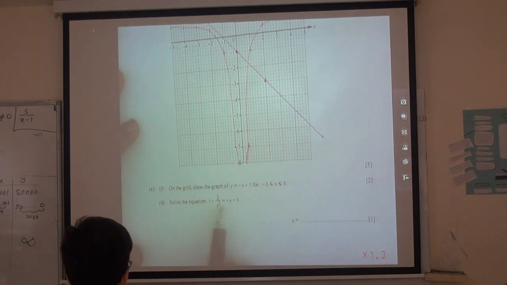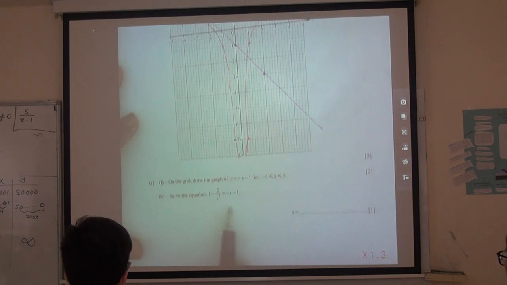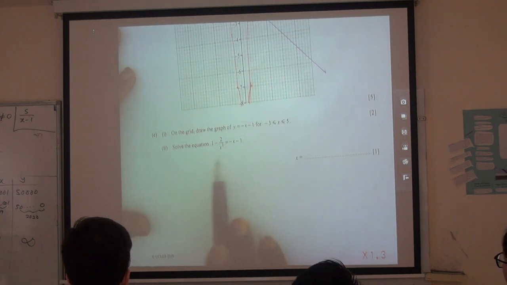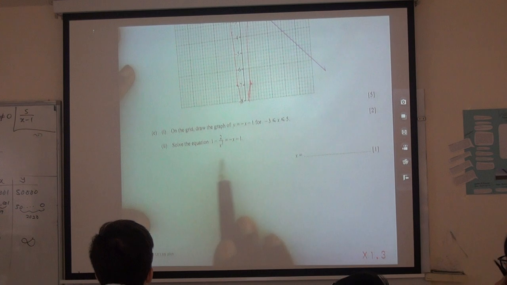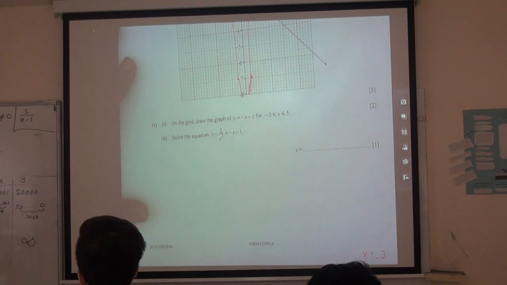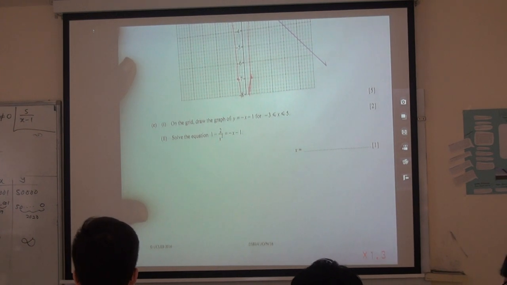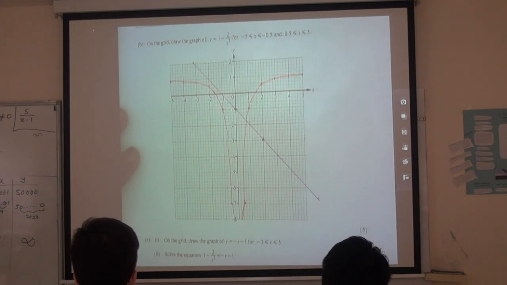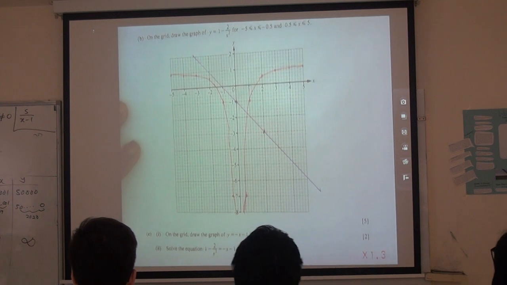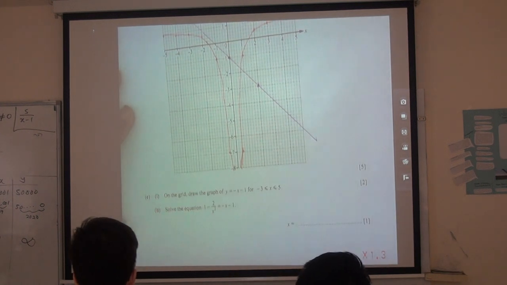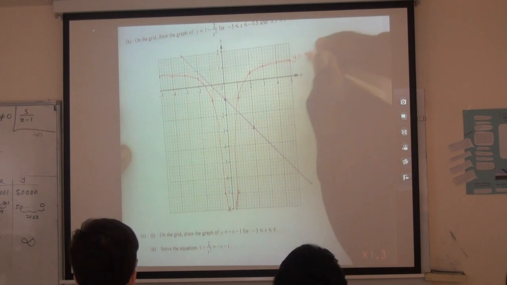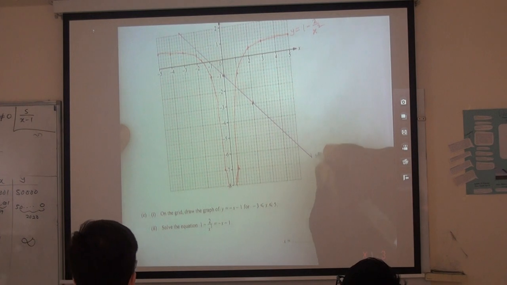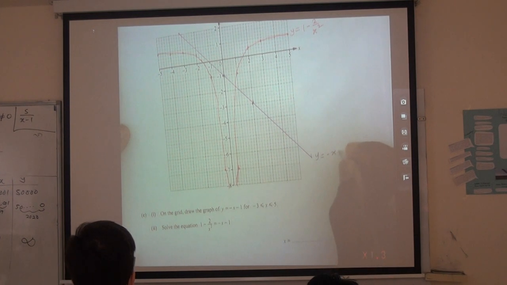All right, so we have that. Then the next thing is solve this equation. What do they mean by this equation, class? Look at the equation of the curve and the solution you are trying to find. This curve is y equals 1 minus 2 divided by x squared. The purple line is y equals minus x minus 1.